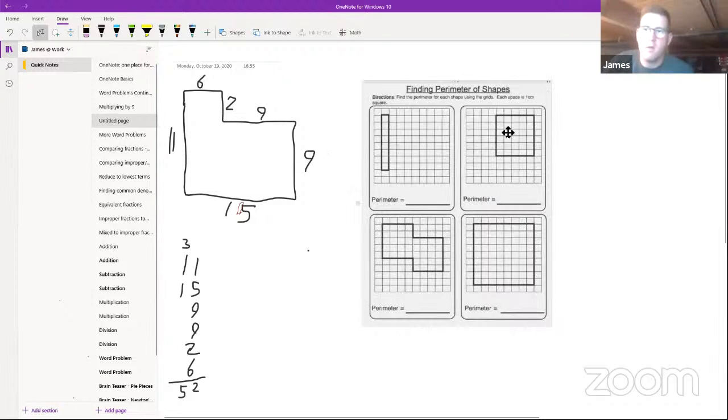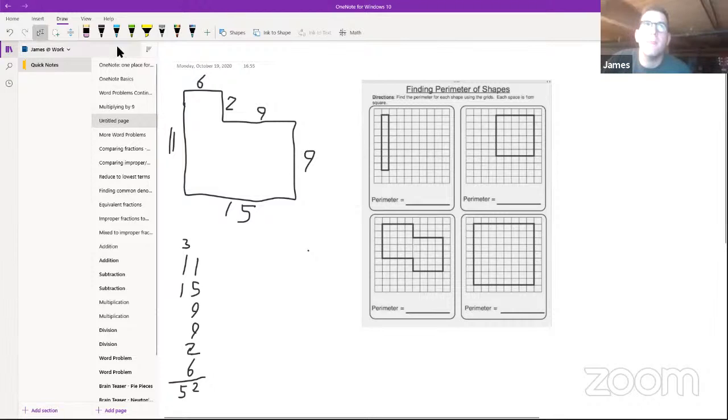Okay. You see these shapes here? Do you think you're going to find the perimeter of this shape? Esther? Do you know how to find the perimeters of shapes? No. Okay, well, let's go through this one here.